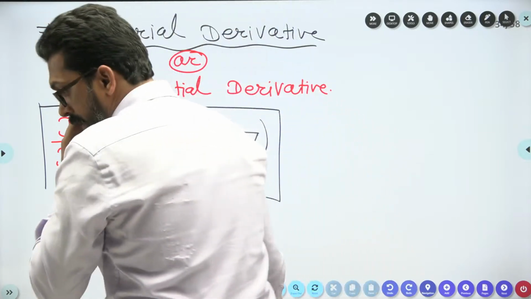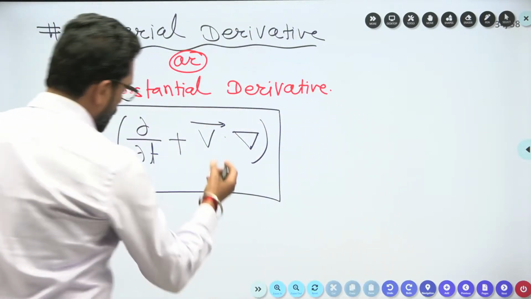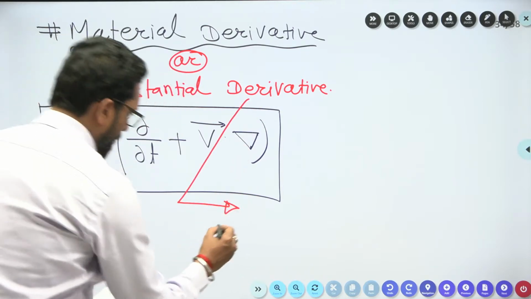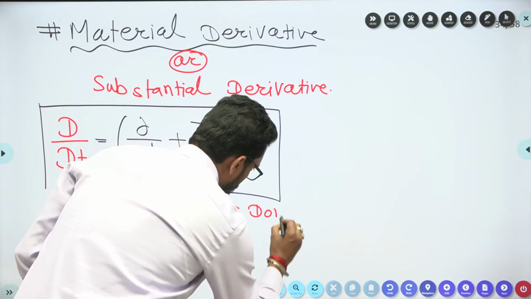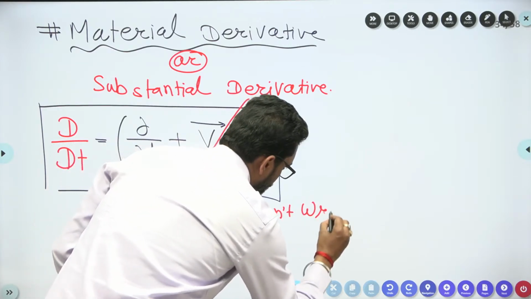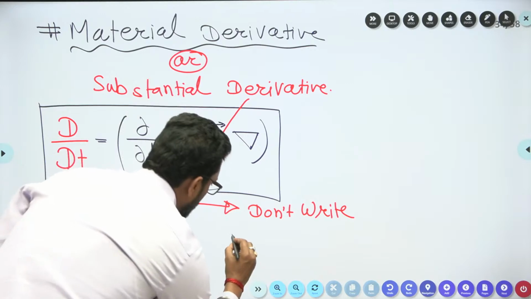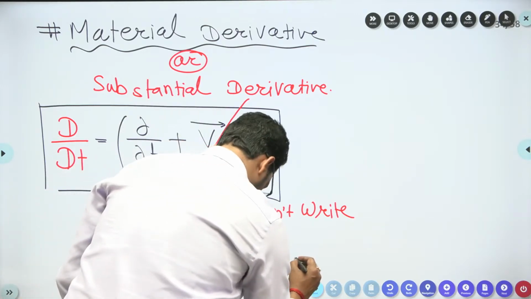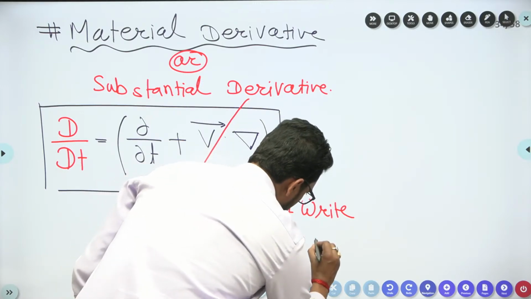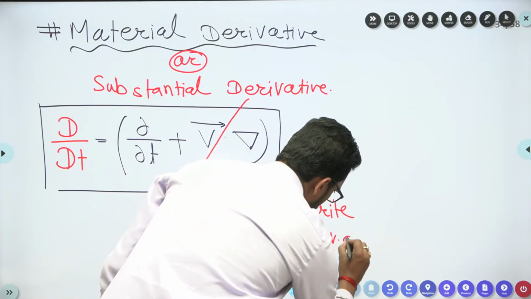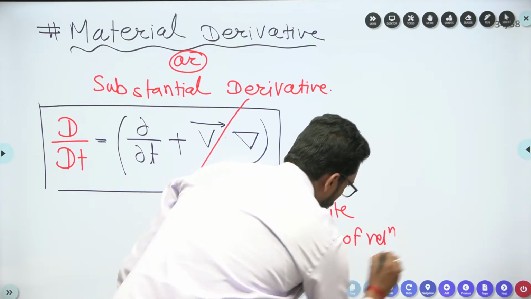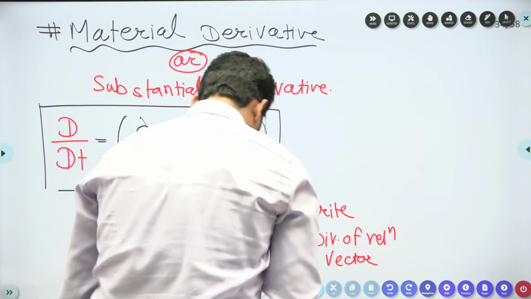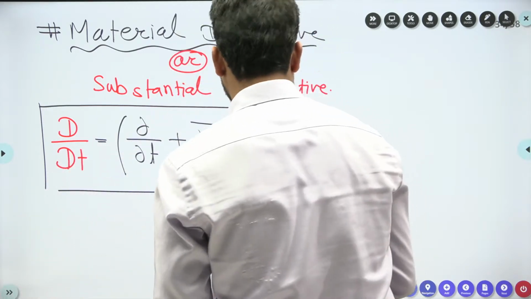Right? Okay. अब इसमें हम इस चीज को ऐसे नहीं लिख सकते. That means don't write it as del dot v. Why? Because this is the divergence of a velocity vector. ये क्या है बेटा? Divergence of velocity vector है.